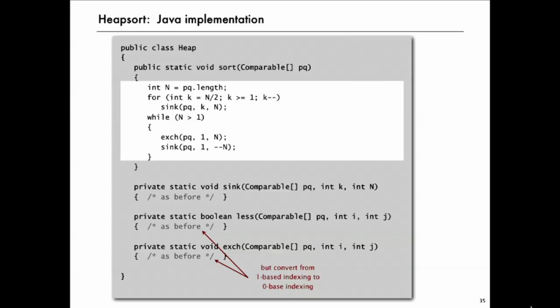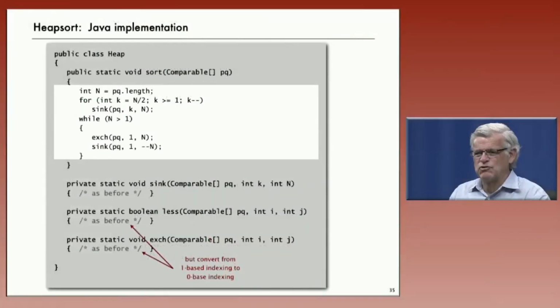There's one little detail. When you're sorting an array, of course, position 0 comes into account. And we've been building our heaps from position 1, but we can take care of that in the less and exchange methods by just decrementing the indices in those methods to have it work as if the array were 0 through n.